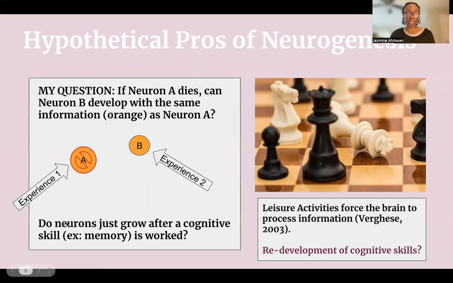And so one question we'd have to answer is, do neurons just grow after a cognitive skill is worked? Let's take a stroke patient that has lost their memory, for example. If they were to continuously play chess and engage in that activity, which is different from a normal activity they would do, would they develop a whole new neuron that is based on a different experience? And really the slogan for this is different inputs, but same outputs.